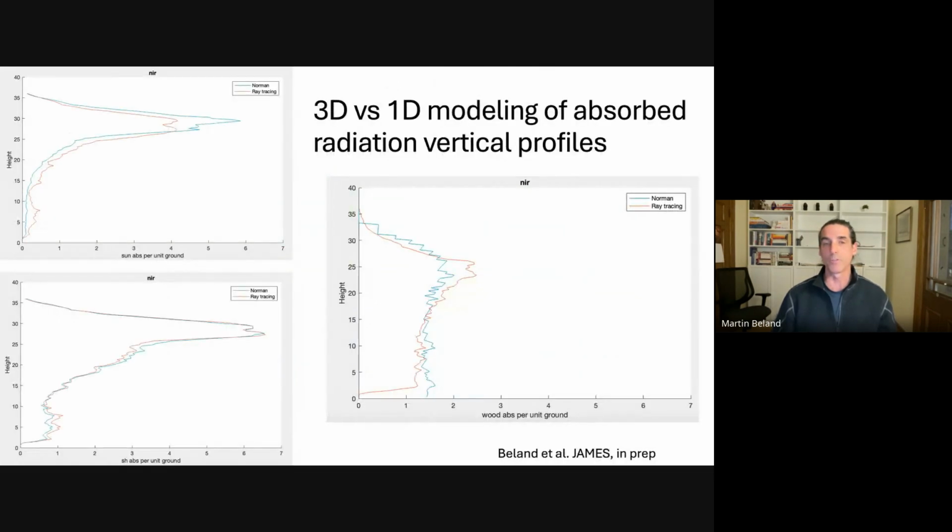So this is just in terms of the absorption, or where the irradiation is going. And this was for the near infrared. By the way, this is the vertical profiles comparison between the modified Norman ray tracing model and the 3D ray tracing, or the Norman radiative transfer. We see that the vertical profiles are in pretty good agreement for the wood on the right side, the sunlit leaf on the top left, and the shaded leaf on the lower right. So we got a very good agreement now between this modified radiative transfer model and the 3D.